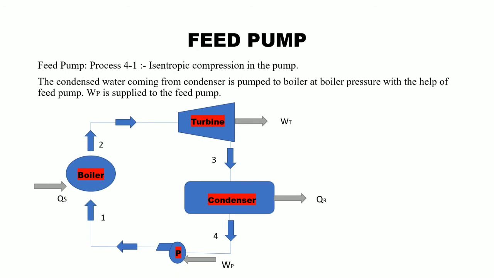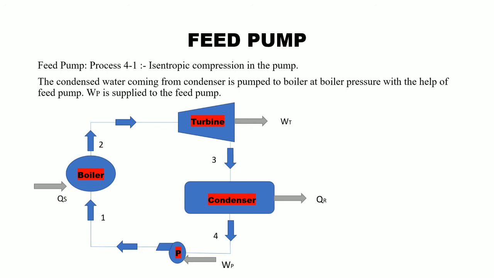Now the next process, 4 to 1, that is the isentropic compression in the pump. Isentropic means entropy remains constant. Compression means pressure is increased and volume is reduced. The condensed water coming from the condenser is pumped to the boiler at boiler pressure with the help of the feed pump. Means the function of the pump is to increase the pressure. Here we see water is coming out from the condenser to the pump, then pressure is increased with the help of the pump and water is supplied to the boiler.